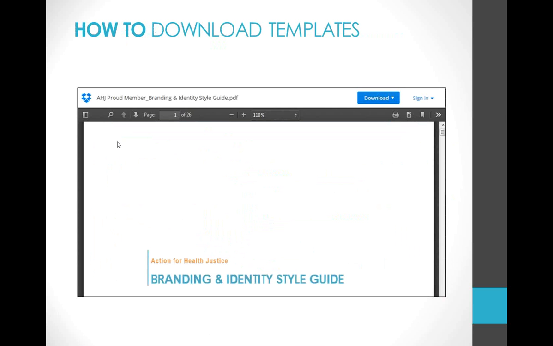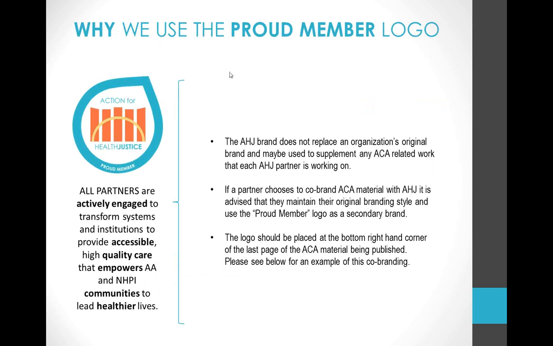Okay, so the next part, after you've learned how to download from Dropbox, is why we use a Proud Member logo. You'll notice here that the title Proud Member is on the bottom of the logo. The reason why we did this is because the brand does not replace an organization's original brand, and it may be used to supplement any ACA-related work that each Action for Health Justice partner is working on. By using this logo, you're showing that your organization is part of this collaborative that does this kind of work, and it's almost like a seal of approval.